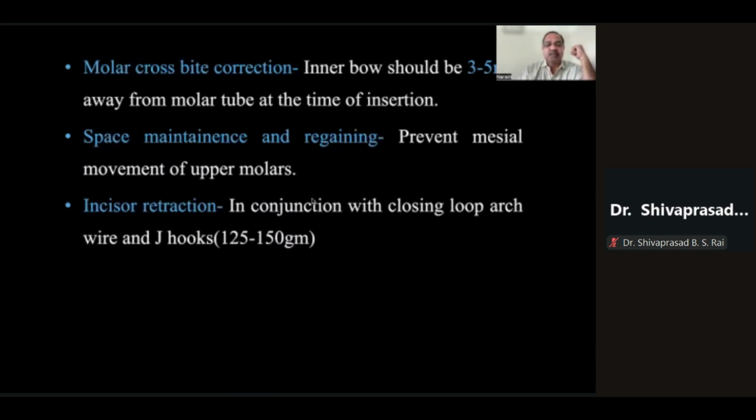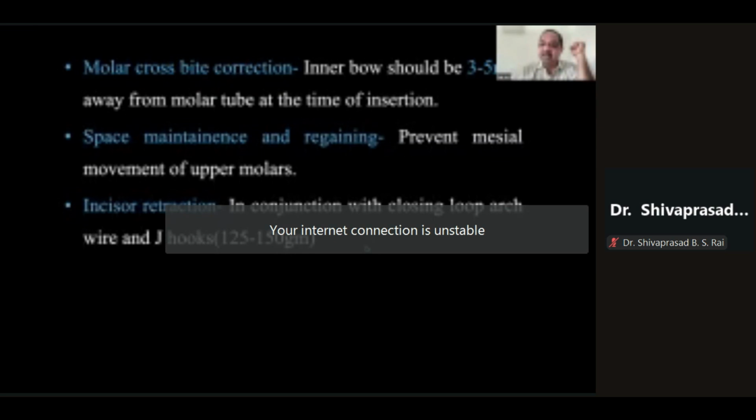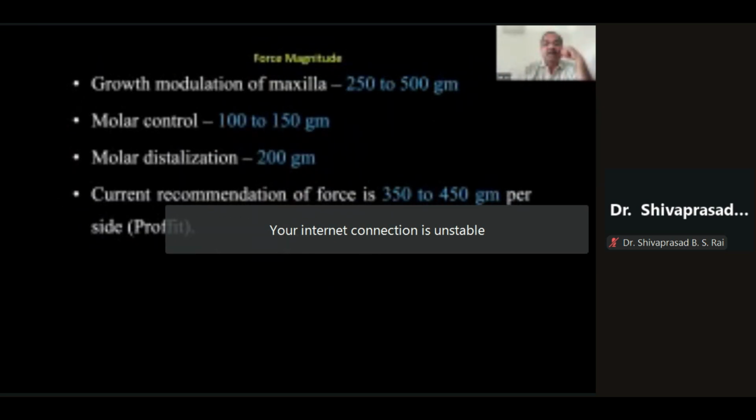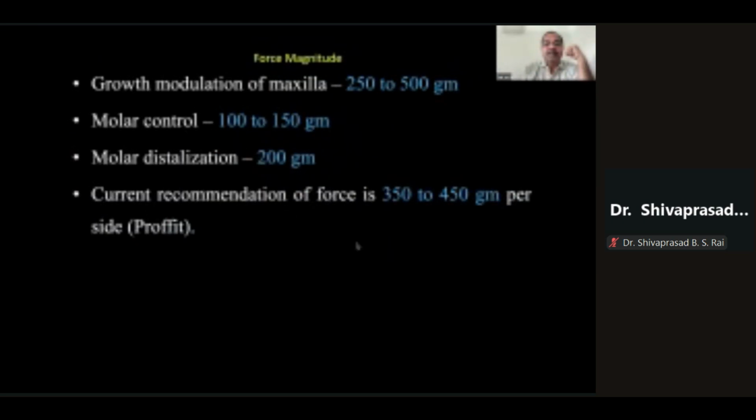Headgears, other tooth movements with headgears: they can be used for molar crossbites by expanding the inner bow by about 3 to 5 millimeters. They can be used for space maintenance or stabilization, and also for retraction of anteriors by using J hooks by giving at least 125 to 150 grams of force. The force magnitude depends on what type of use you are putting the headgear to.